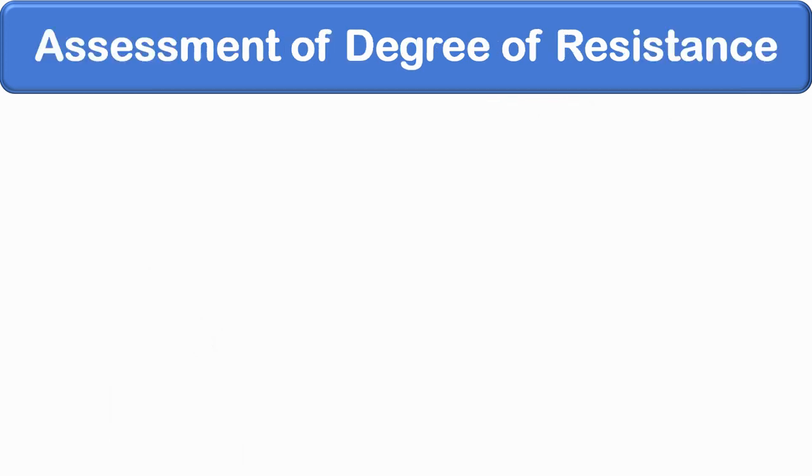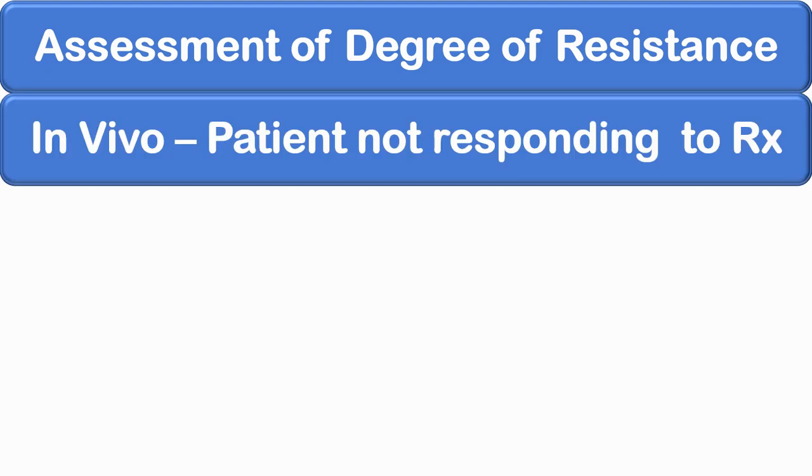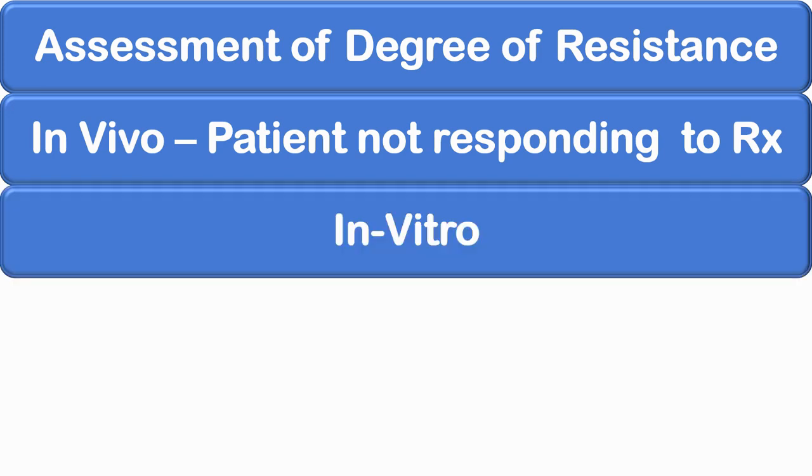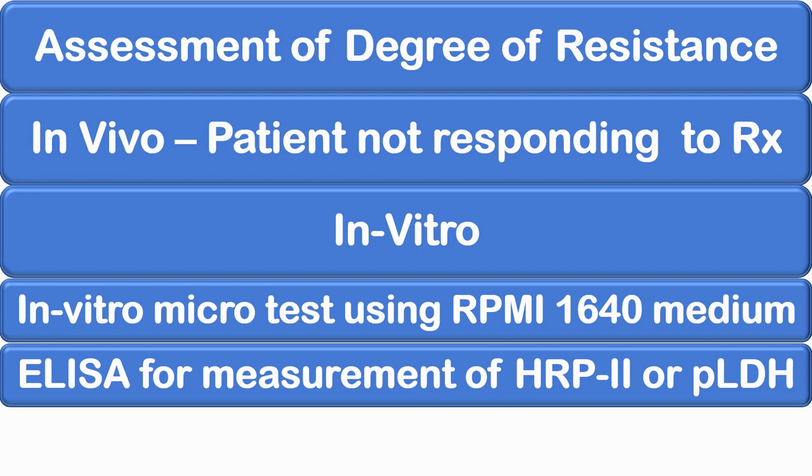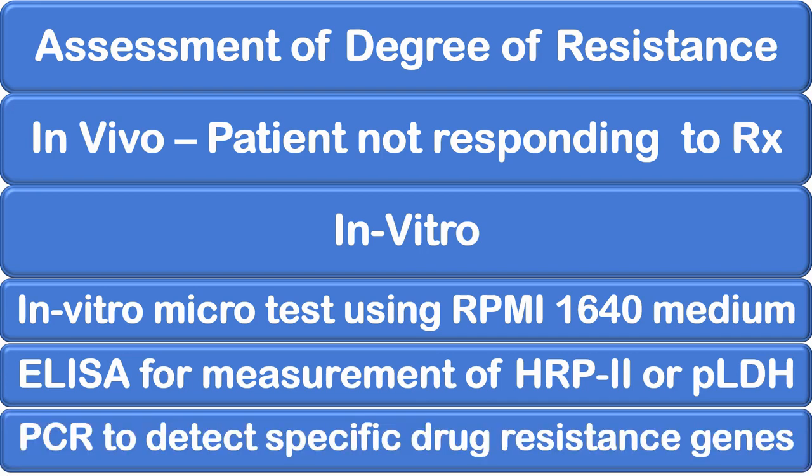Guidelines for assessing the degree of resistance. Antimalarial drug resistance is detected by in vivo and in vitro methods. In the in vivo method, the degree of resistance is assessed based on 2 factors, that is persistence of clinical manifestations and level of parasitemia following administration of antimalarial drug. Various in vitro methods are also available for antimalarial drug susceptibility testing, such as the WHO in vitro micro test using RPMI 1640 medium, ELISA for measurement of HRP2 or LDH, and PCR to detect the Plasmodium falciparum specific drug resistant genes.